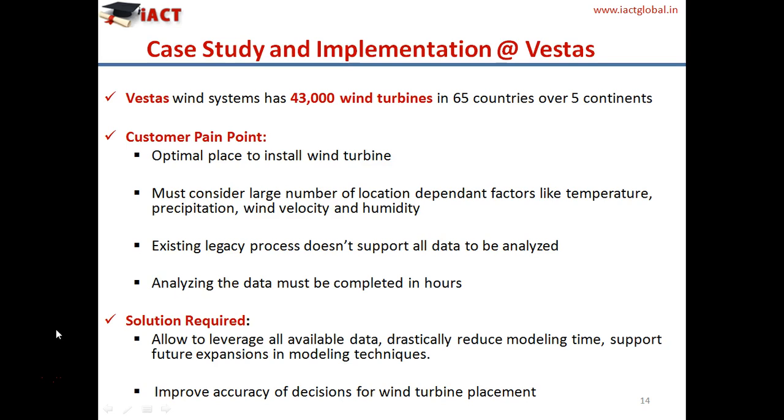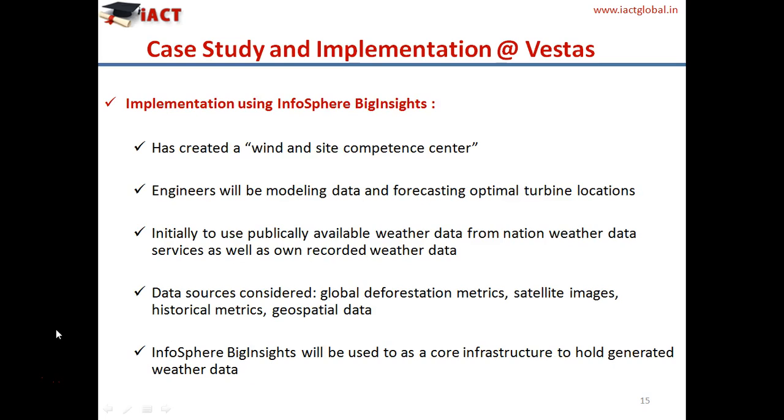So the solution that was required was something that would allow them to leverage all the available data, which could drastically reduce the modeling time and support their future expansions with the modeling techniques. It also improved the accuracy of decisions for wind turbine placement, contrary to the traditional system. Now, the implementation was made using InfoSphere BigInsights. It created a wind and site competence center, and what the engineers did was model the data and forecast optimal turbine locations.